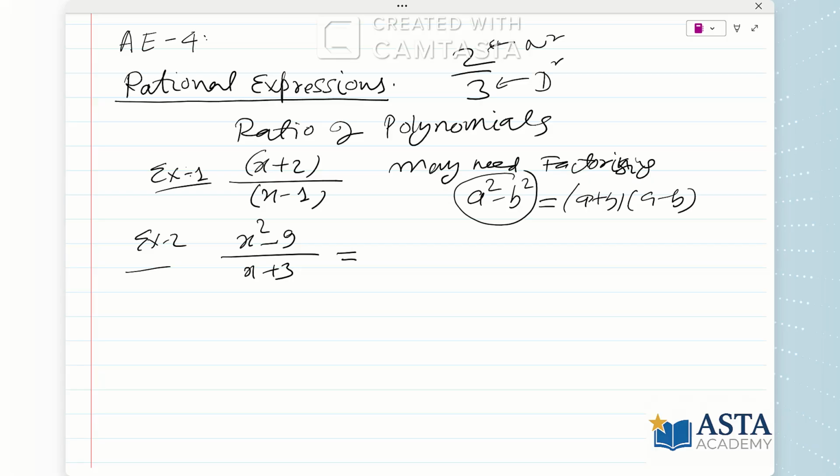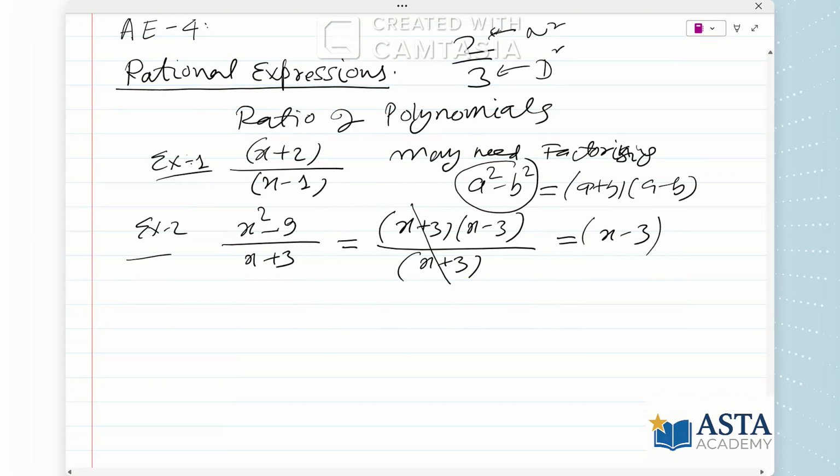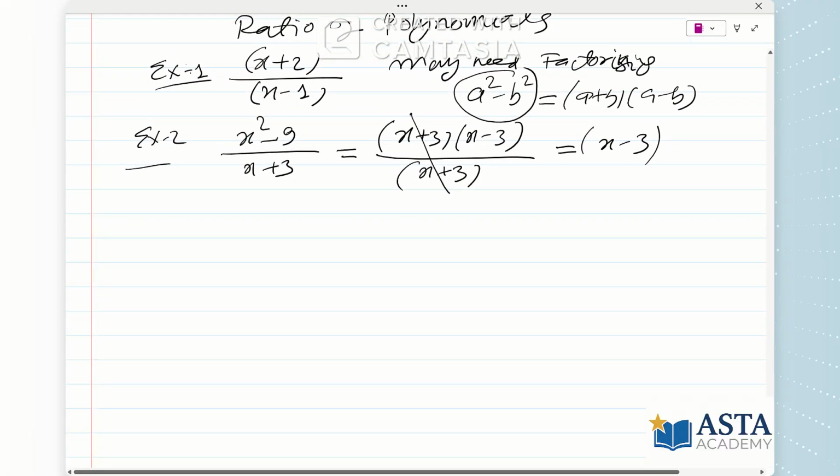So you convert the expression using the identity in the numerator, which will be x plus 3 into x minus 3, divided by x plus 3, which is already there. Now no matter what the value of x is, x plus 3 and x plus 3 will cancel out and your rational expression will get simplified to x minus 3. So you treat the rational expressions in the same way as you have done rational numbers.